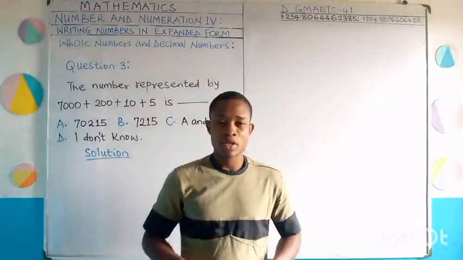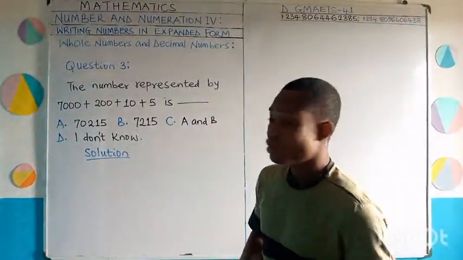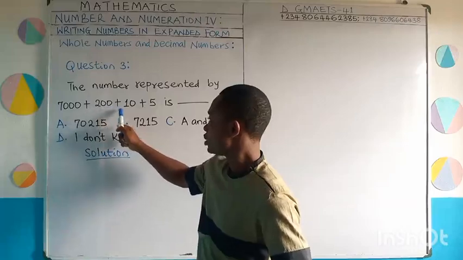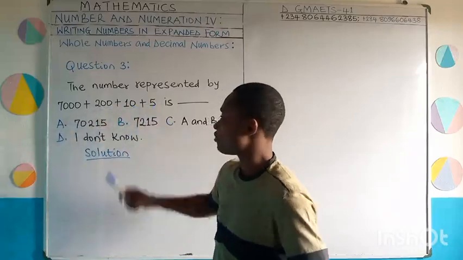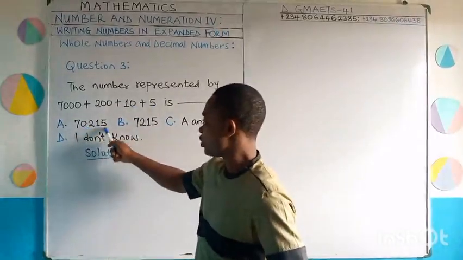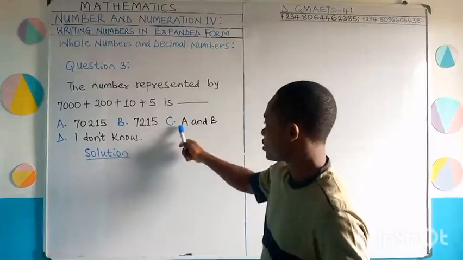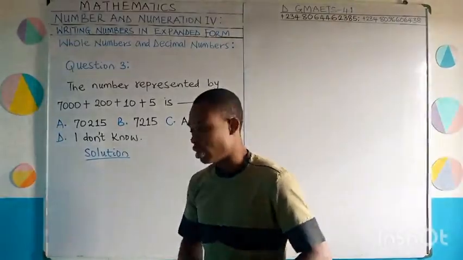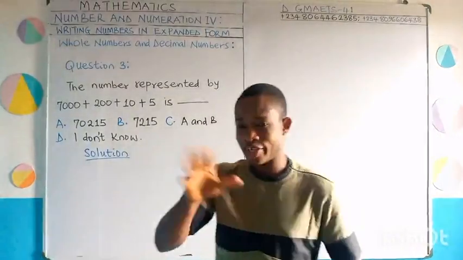In our third question, we have this number, 7,000 plus 200 plus 10 plus 5 is dash. Option A, 70215. Option B, 7215. Option C, A and B. Option D, I don't know. I don't like that.